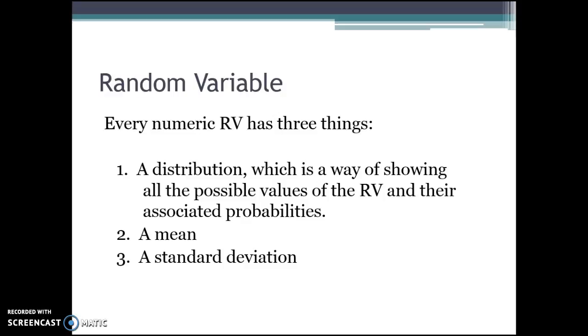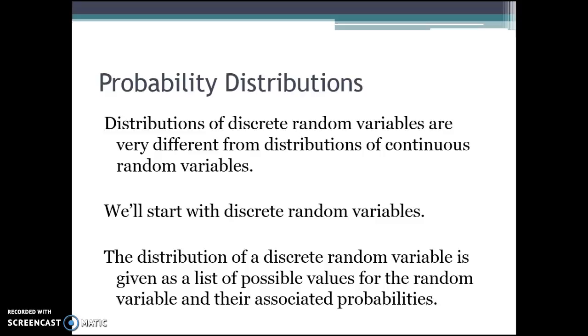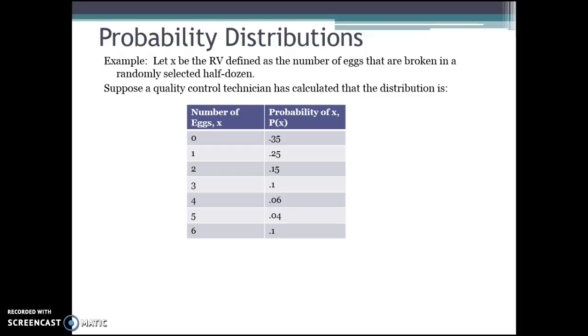Alright, so there are three things that every numeric random variable has. They're the three things that we talked about in the first part of this week's lesson. There's a distribution, a mean, and a standard deviation. So for a discrete random variable, the probability distribution, like we looked at before with the number of rings it takes before a phone answers, the distribution is given as a list of possible values, and then each one of those has an associated probability.